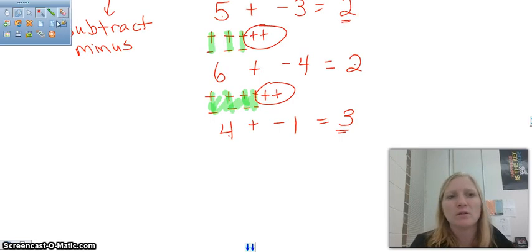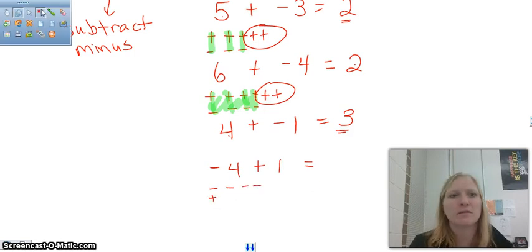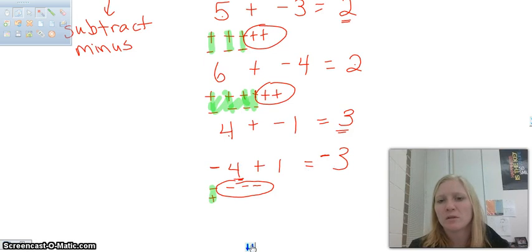Now, they do get a little bit different sometimes. I'm going to change this problem here. I had 4 plus negative 1 equals 3. What if I make it negative 4 plus 1? That's a little bit different. Now I have 4 negatives and 1 positive. So only 1 cancels. I get 3, but I need to make it 3 negative. The reason that it's negative is because this number 4 was bigger, and 4 had the minus sign, so 3 has to have the minus sign. So you have to see, negative 4 is bigger, so my answer is going to be negative 3.